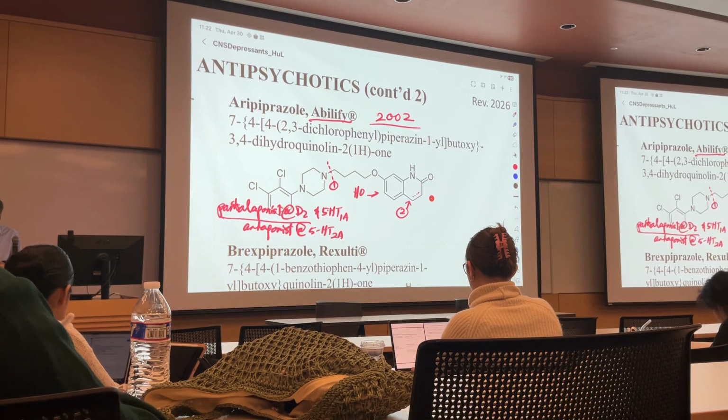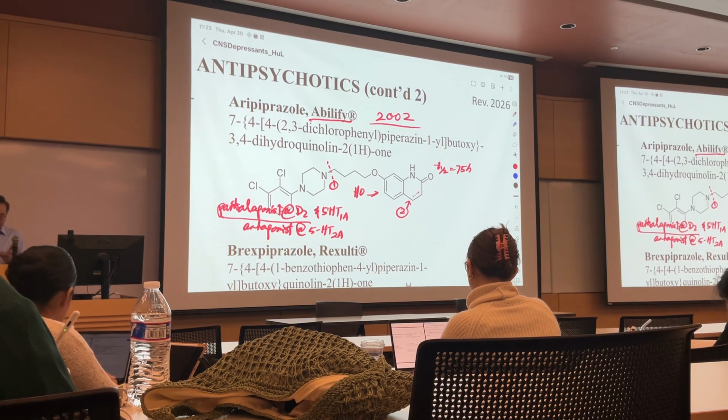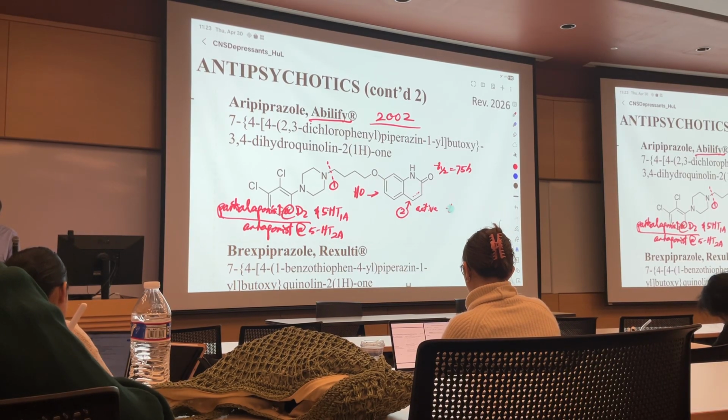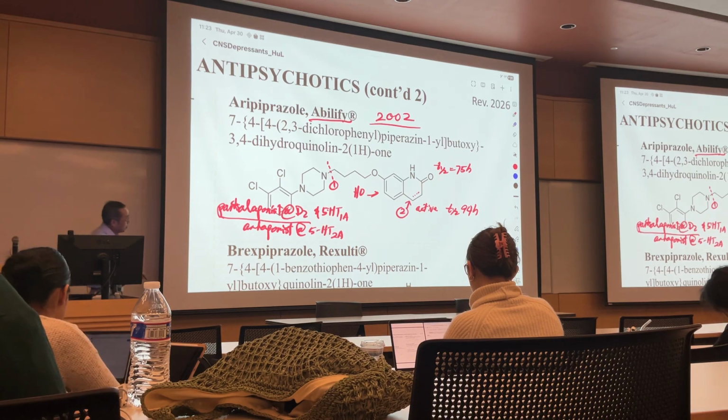The half-life of the parent drug molecule is 75 hours. That's a very long half-life, right? In terms of the active metabolite, number 2 here is active, and it has a half-life of 94 hours. It's even a little bit longer. So Abilify, when initially approved, was a drug that can be taken as a dose once a day.